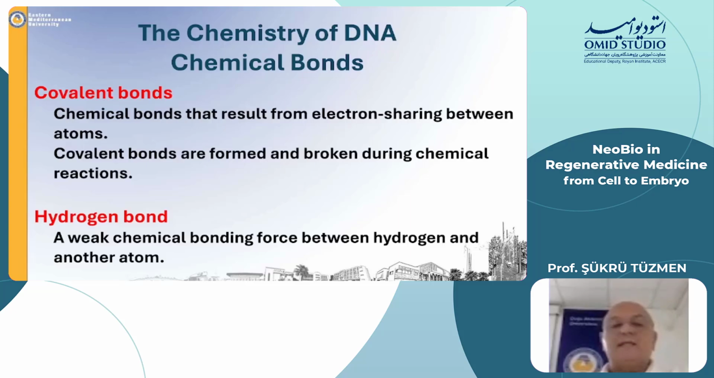Here we need to pay attention to two major bonding. Number one is the covalent bonding, okay? And number two is the hydrogen bonding. As compared to hydrogen bonding, covalent bonding is an electron sharing between atoms, and these can be formed and broken through chemical reactions. They are actually stronger bonds, obviously, compared to the weaker bonds of hydrogen bonding.